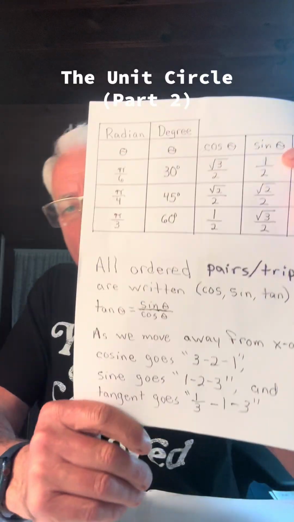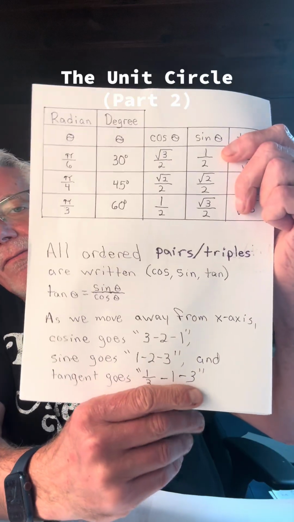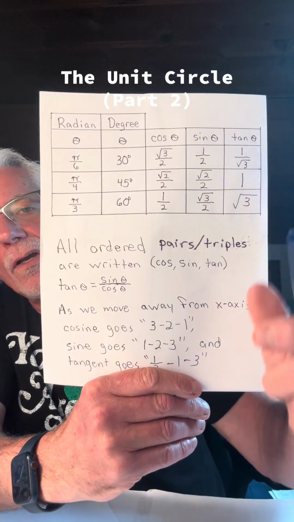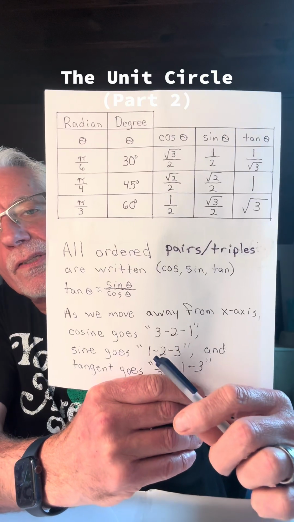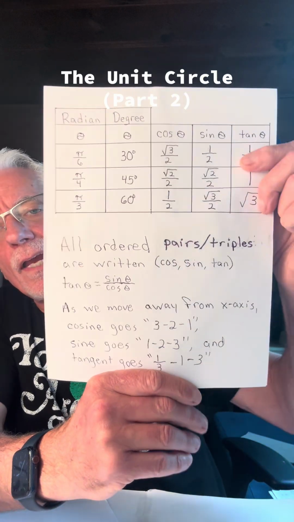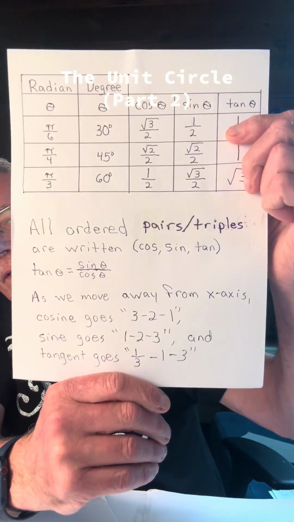So that's how I remember as we go away from the x-axis. Cosine goes 3, 2, 1. Sine goes 1, 2, 3. Tangent goes 1/3, 1, 3, and it follows that pattern right there. Now I'm just helping you get some ways to memorize that.